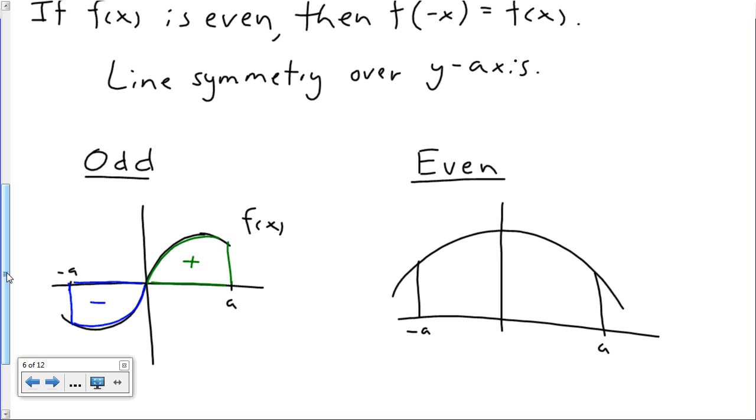And since we're above the x-axis, again, the definite integral from negative a to a is actually finding the area of this entire region right here.